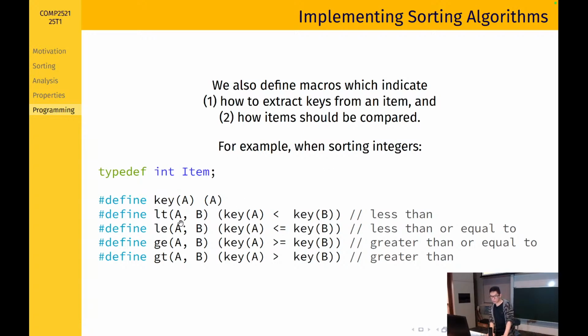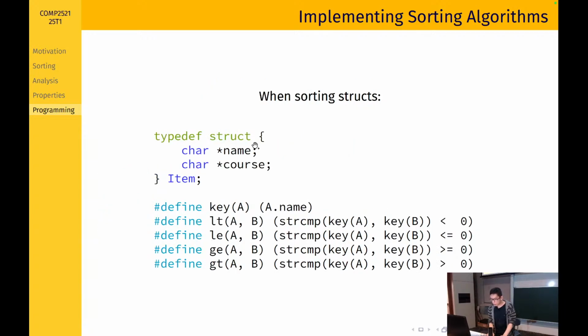So another question is about what is the point of the key macro? The point of the key macro is what happens if our item is not just an integer, but a struct, and we're sorting by a specific field. What we can do is use the key macro to extract the key from the item. In this case, it's not very useful because the items are just integers. But on the next slide, I think there is an example of where we're sorting a struct by a specific field.